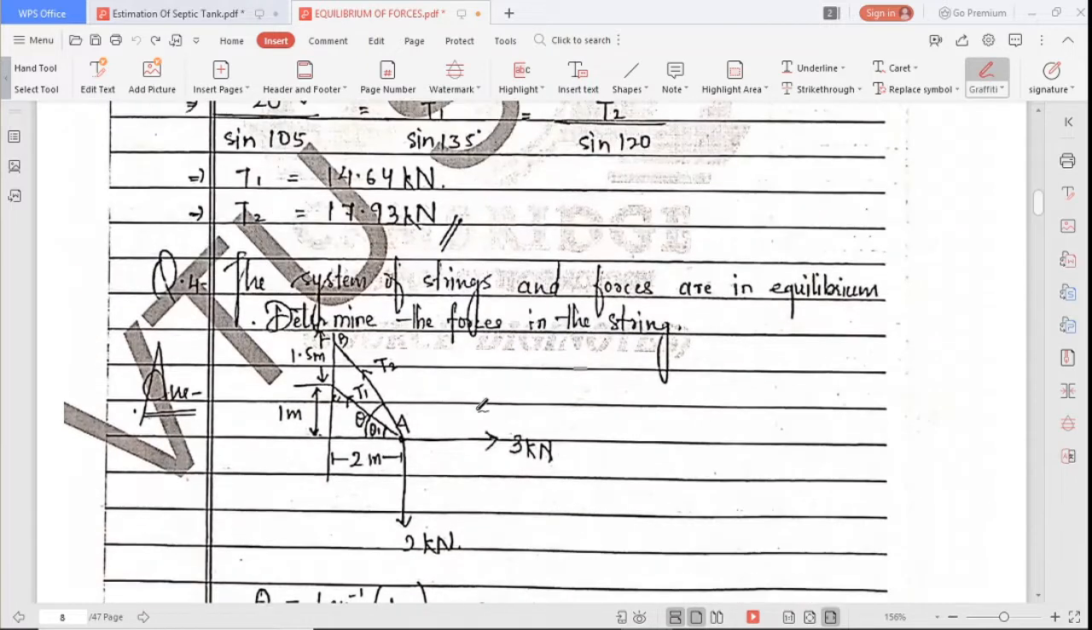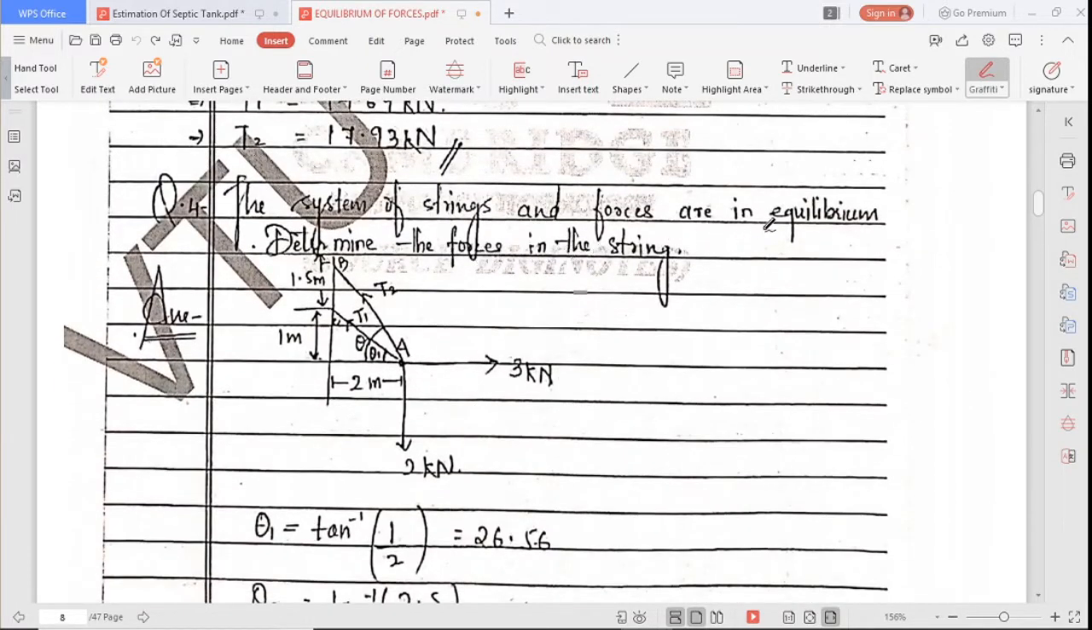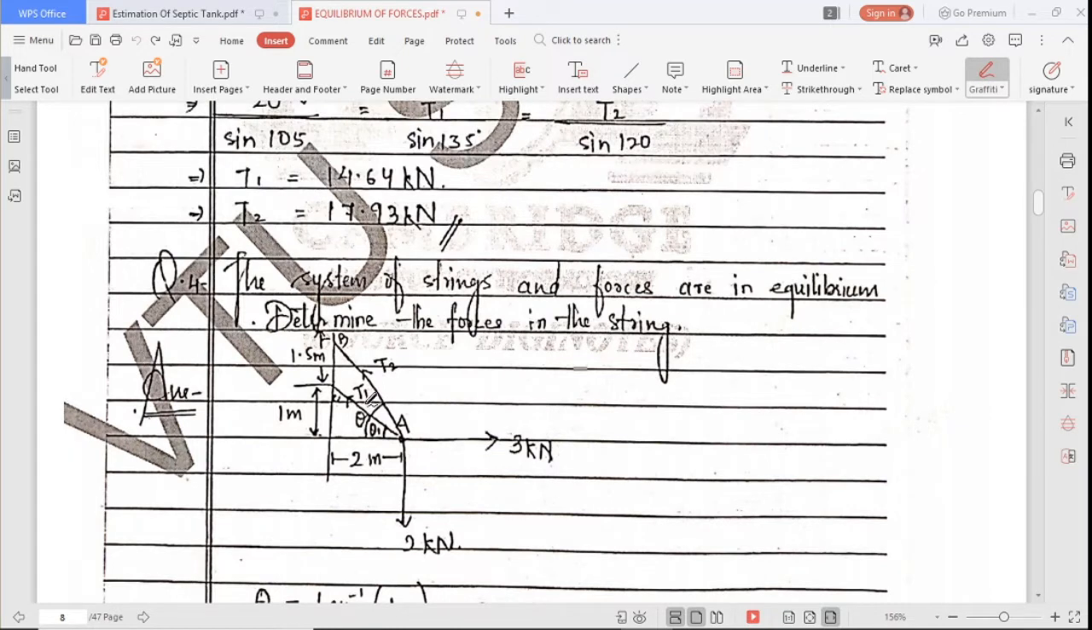See here, the system of strings and the forces are in equilibrium. Determine the forces in the string. The system of strings and forces are in equilibrium. So this figure is in equilibrium. Okay, so T1 force is there, T2 force is there, and here 2 kilonewton force is there, 3 kilonewton. Now T1, T2, we have another two forces, 3 kilonewton force and 2 kilonewton force.